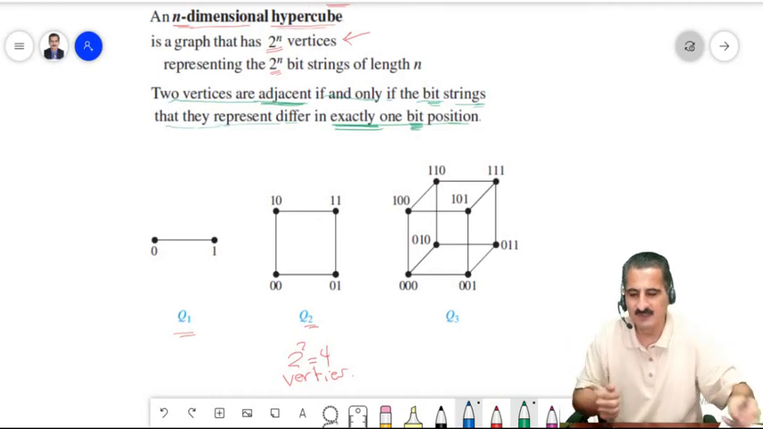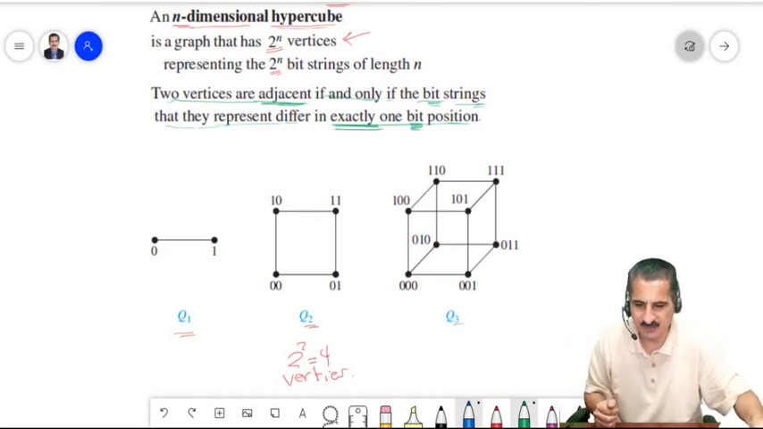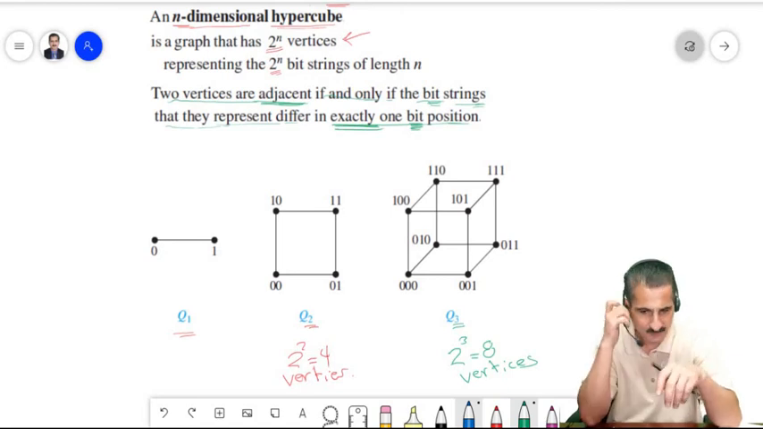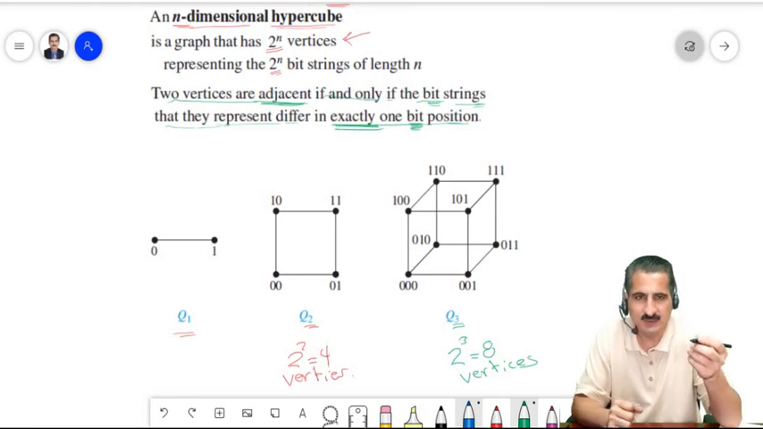Okay, to make this clear, let's go to Q3. Q3 means we have 2 to the power 3 vertices, which means 8 vertices. And how do we name them? 0 0 0, 1 0 0, 0 1 0, 1 1 0, and so on. And how do we connect them? As we said already, when they differ by one bit position, then we make a connection.